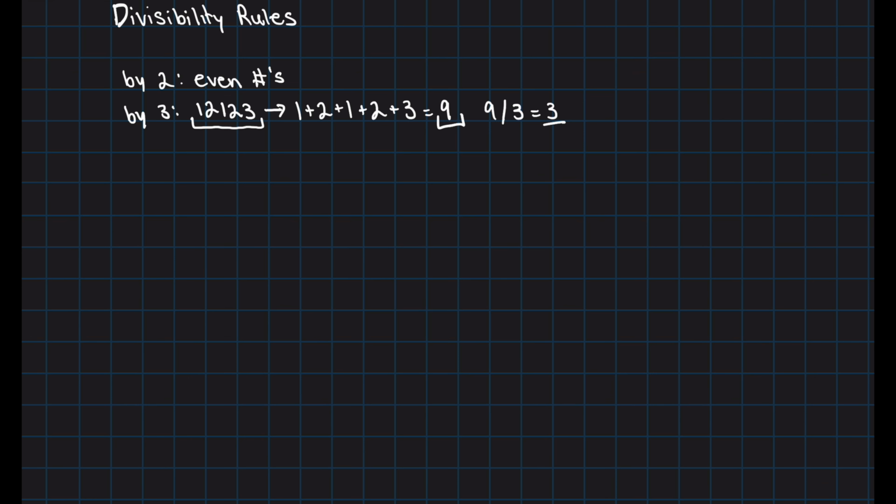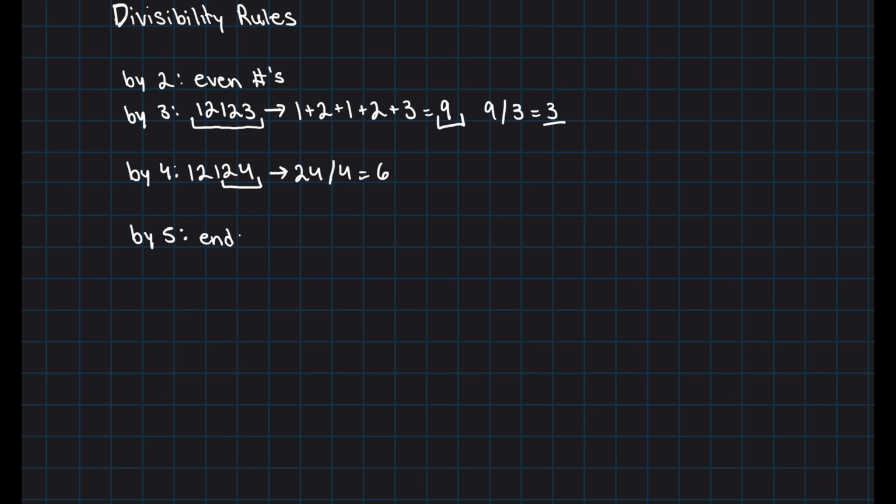Okay, so let's move on to divisibility by the number 4. If the last two digits of that number, let's say 12,124, are divisible by 4, so if 24 is divisible by 4, then this entire number will also be divisible by 4. So obviously we know 24 is divisible by 4, and it equals 6, which means 12,124 is also divisible by 4, and when divided by 4, it will give you a whole number.